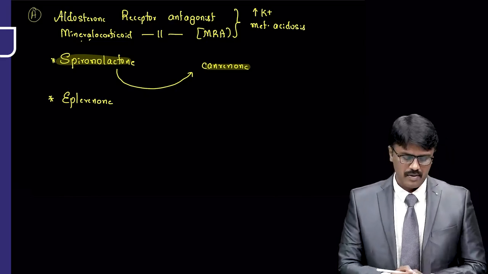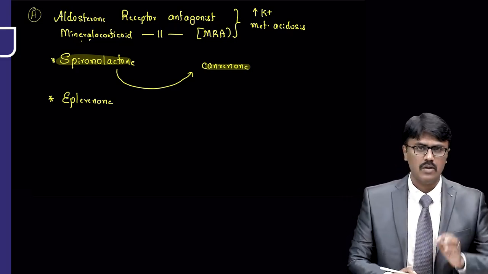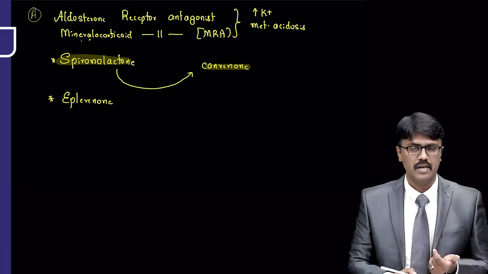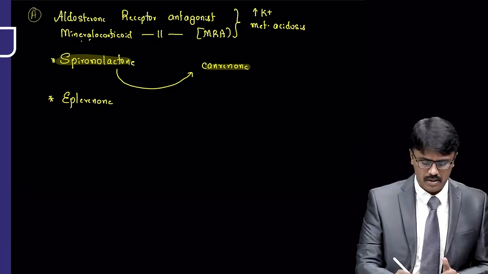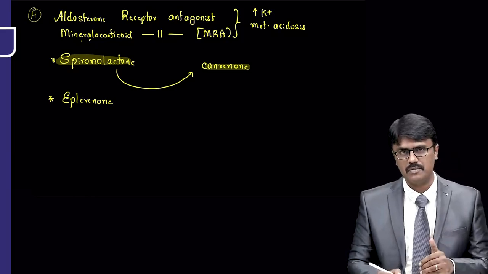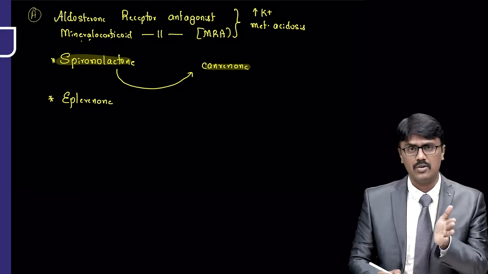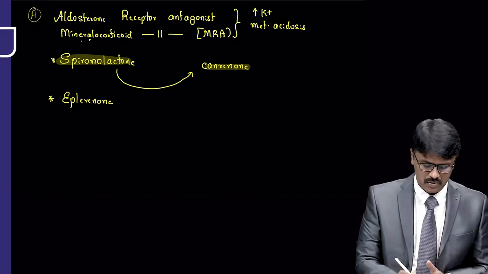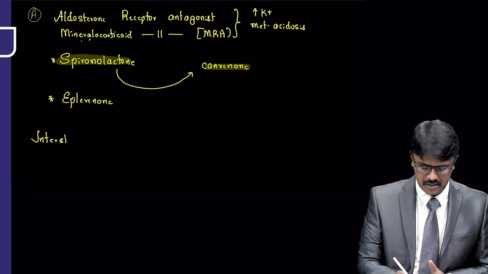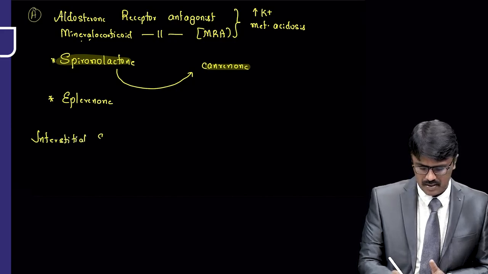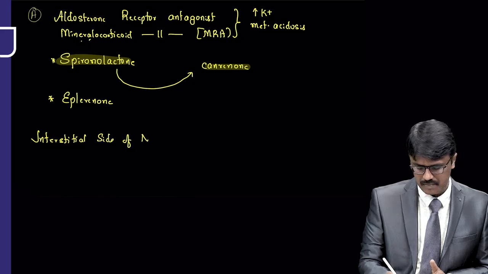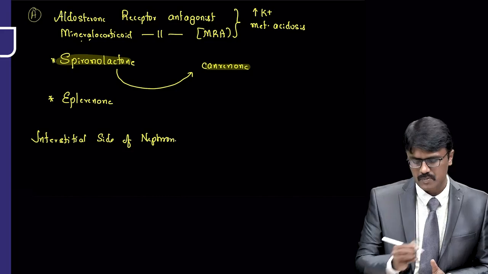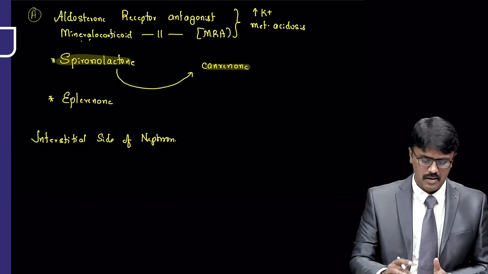So once we understand the mechanism of action, remember they can ask in the exam what is the only diuretic which acts from the interstitial side of the nephron. From the interstitial side of the nephron, the drug works are aldosterone receptor antagonist. All other diuretics, if you observe, they act through the luminal side. This spironolactone, eplerenone, they are the only drugs which act through the interstitial side of the nephron. That is a specialty.